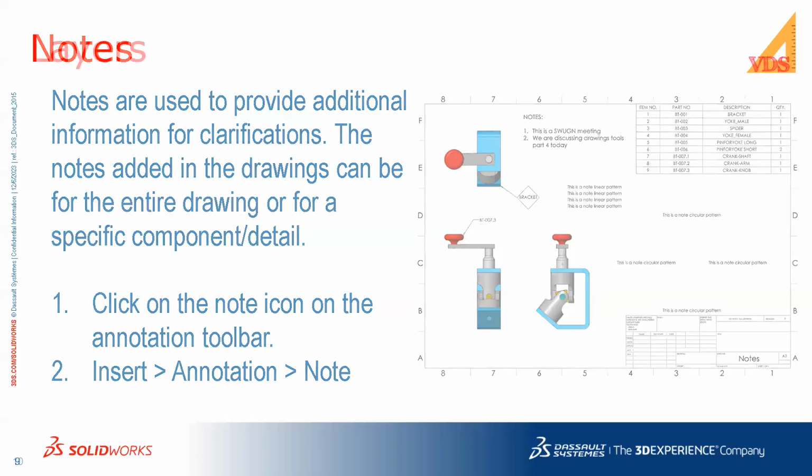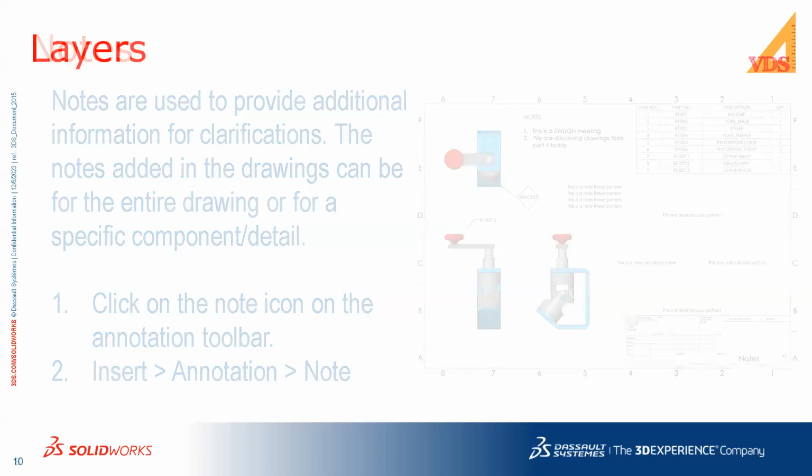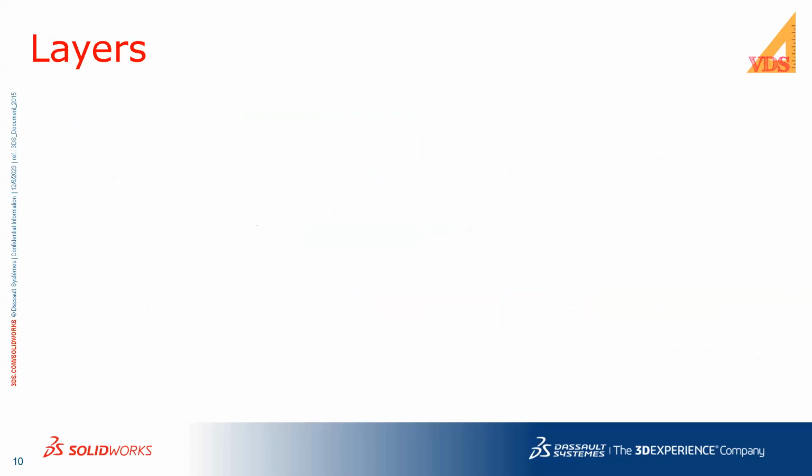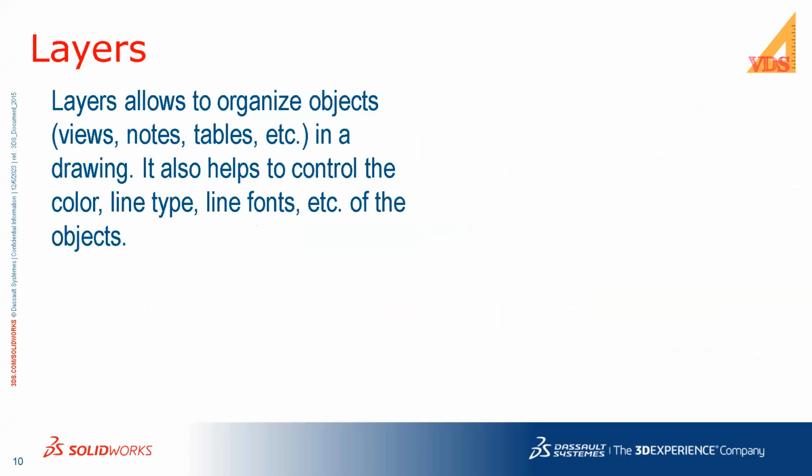Moving on to the last topic for today, which is layers, like the name suggests. Layers basically help us organize our entities and objects in the drawings. We can control their colors, line types, line fonts, etc., depending on the object or the entity type. Many people request that they need layers in the model, but currently SolidWorks doesn't have any such option. It only provides layers in the drawing.